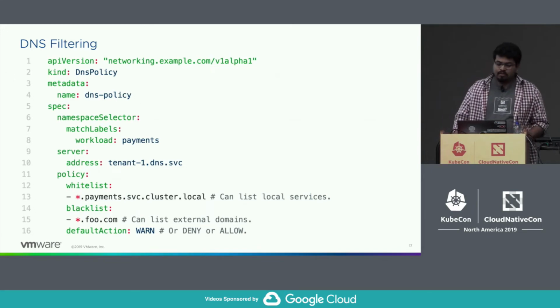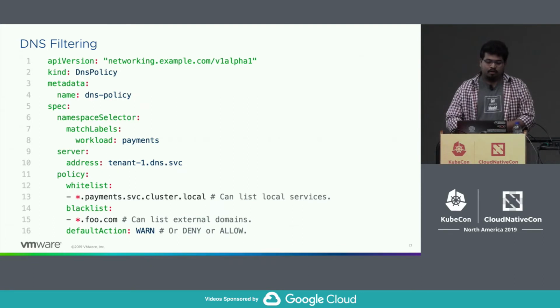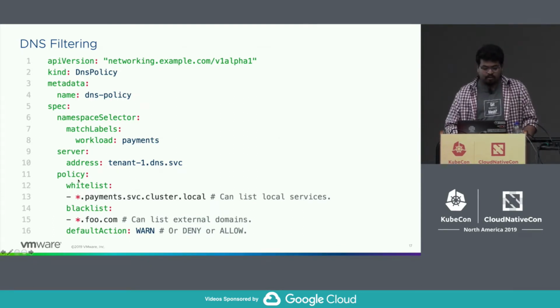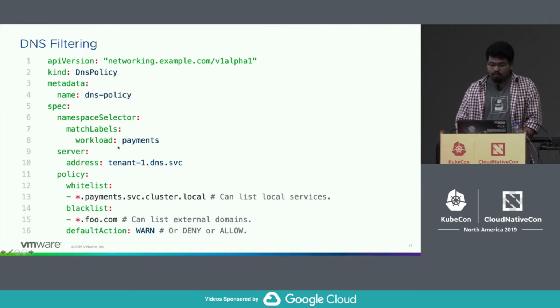The next use case is the DNS filtering use case. Here we want to whitelist and blacklist certain domains, and we do that by specifying the policy here. In the whitelist, we select all the services running in the payments namespace, and we apply this policy on the payments workload, and we want to route all the DNS queries to tenant 1. So specifically, if there is a query that wants to access something outside of the payments namespace, it would be matched here, and probably it would be denied.